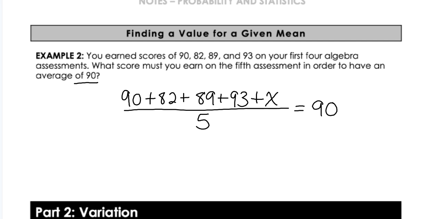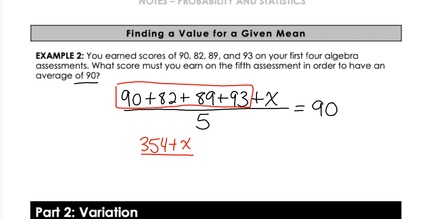If I add up the 4 pieces of data that I do know, I get a total of 354. So far, I have 354 points on the 4 tests that I've taken, and I want to figure out what I have to get to reach that 90. So we've got that set up now, and now we're just going to solve.